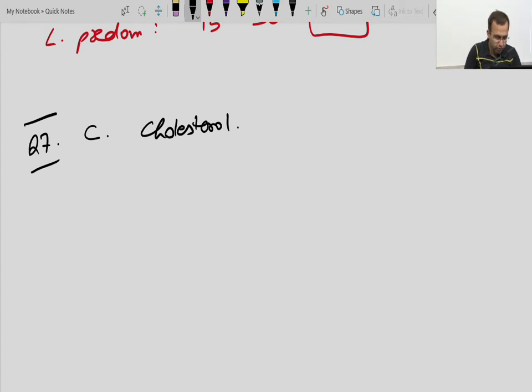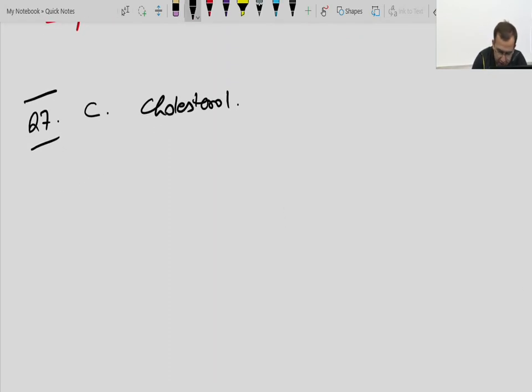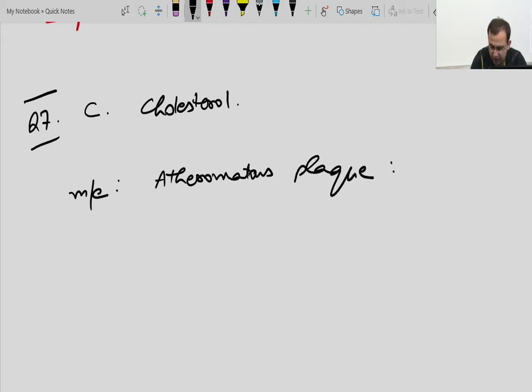Before we go further, let us have a look at the microscopy of an atheromatous plaque. The cleft-like spaces were cholesterol, that's okay.